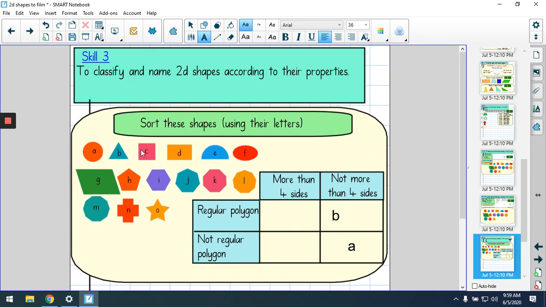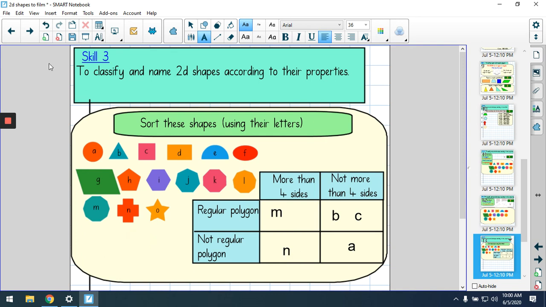Shape C, it is a regular polygon, its sides are the same length. It's got 4 sides, so it's going to go in here. Regular polygon, not more than 4 sides. I'm going to skip ahead to shape M. Shape M, it's a regular polygon because its sides are all the same length and it has got more than 4 sides, so it's going to go in here. And I'll do shape N with you. Right, it's not a regular polygon because its sides are all different lengths, so it's going to go in this bottom section down here, but it has got more than 4 sides, so it will go here.